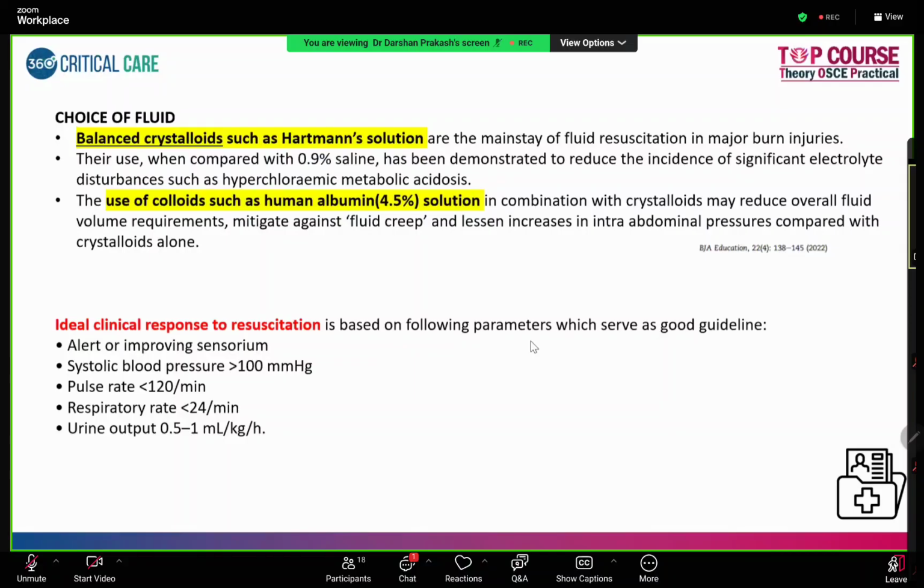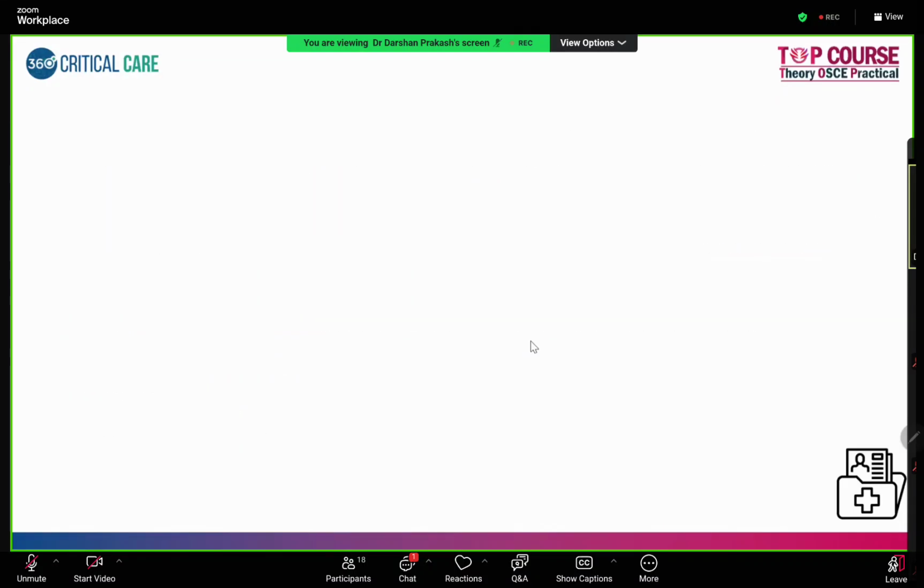So what is the clinical response? You have to check whether the patient's sensorium is improving. Has the patient become more alert? Have the vitals stabilized? That is, the systolic blood pressure is more than 100 millimeters of mercury. The tachycardia is settling down, that is, a pulse rate of less than 120 beats per minute. Tachypnea is coming down, with the respiratory rate less than 24, or urine output of roughly 0.5 to 1 ml per kg per hour. Urine output gives you a better understanding of fluid resuscitation in such patients. Usually the target would be around 0.5 ml per kg per hour.